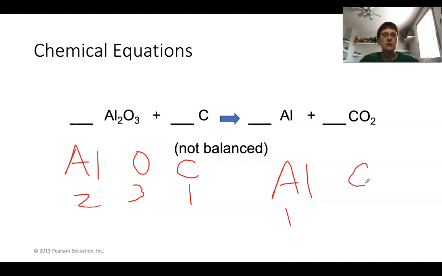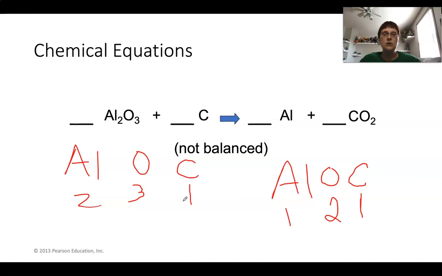We've got carbon with a 1, and to make sure we keep them in order, oxygen with a 2. So definitely not balanced, right? The only one that has the same number is the carbon. So let's take a look at how we might be able to balance this. So we've got 2 aluminum, 3 oxygen, 1 carbon.